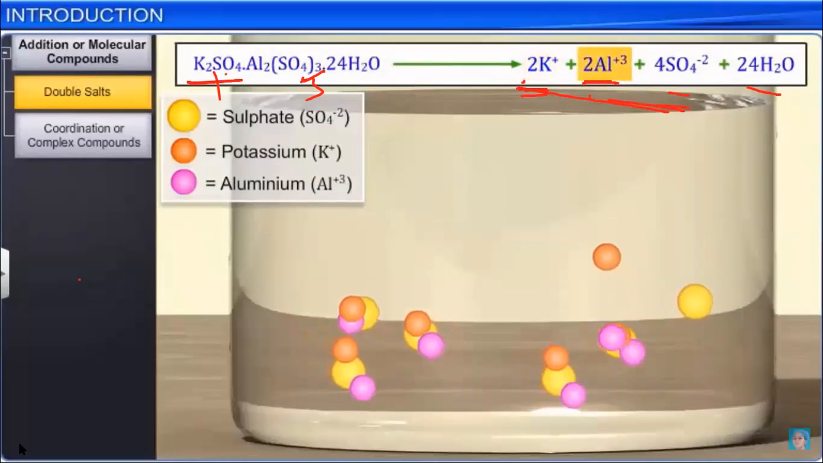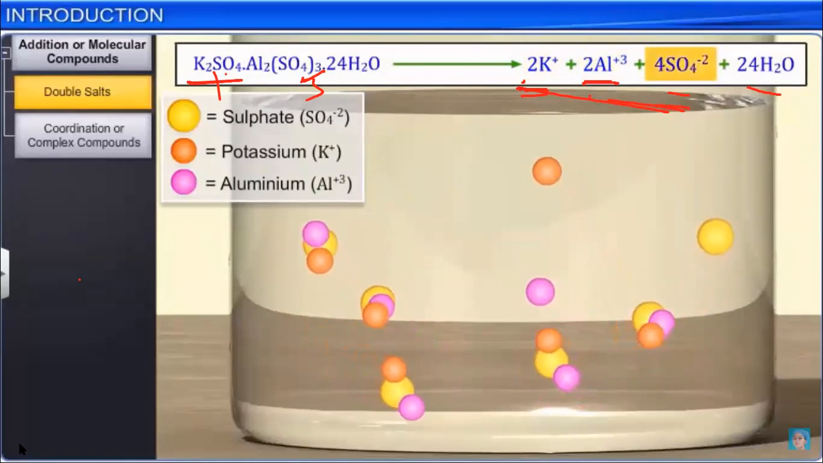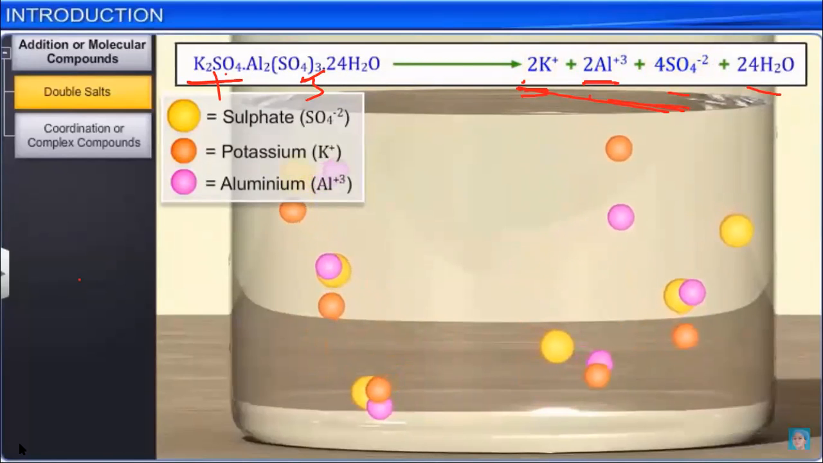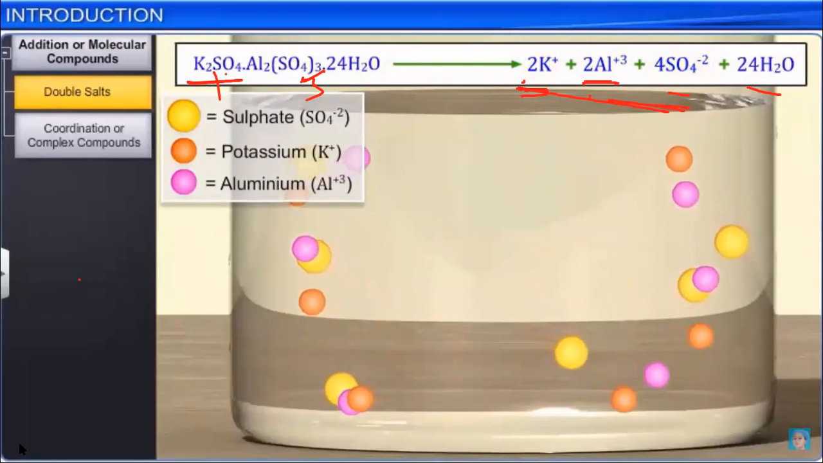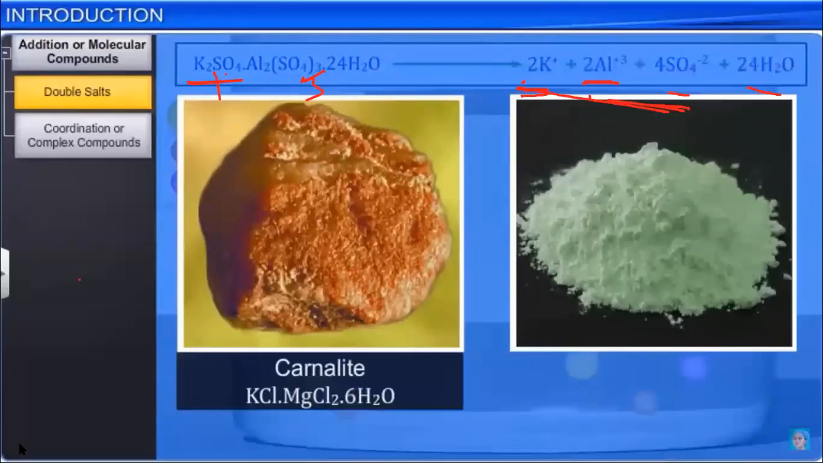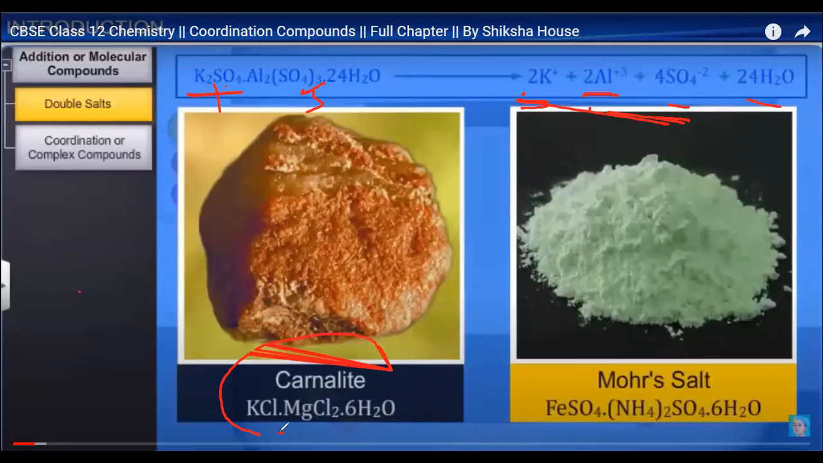Other examples include carnallite and Mohr's salt. On the other hand, coordination compounds are molecular compounds. So this is another example. They are other examples of double salts. So this double salt is also called carnallite, which is also a double salt that can be dissociated.